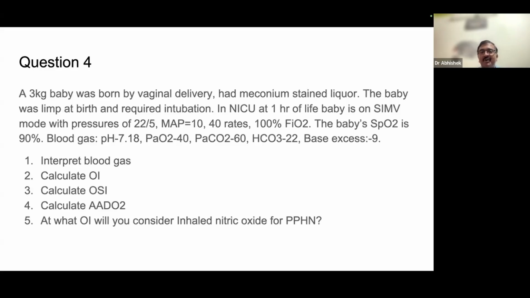A 3 kg baby is born by vaginal delivery, had meconium stained liquor. The baby was limp at birth, required intubation. In NICU at 1 hour, the baby is on SIMV mode, pressures of 22/5, MAP of 10, rate 40, 100% FiO2. The baby's SpO2 is just 90%. Here's a blood gas for you. ABG shows pH of 7.18, PaO2 40, PCO2 60, bicarbonate 22, base excess of -9. How do you want to interpret this blood gas?